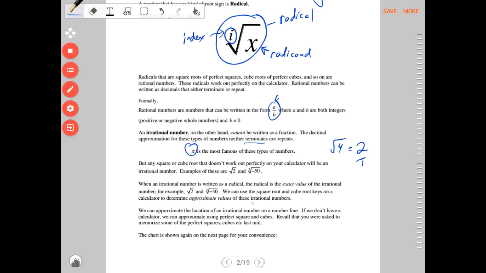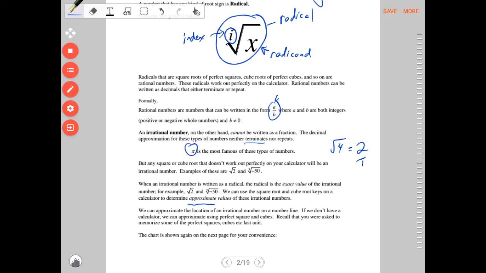Okay, we can use the square root and cube root buttons on our calculator to determine the approximate values. So the cube root of negative 50 is about negative 3.68. Okay, that's a decimal approximation. It's not exact. Any of those decimals will always be approximate values because we can't write forever. We have to round it somewhere, which makes it an approximation.